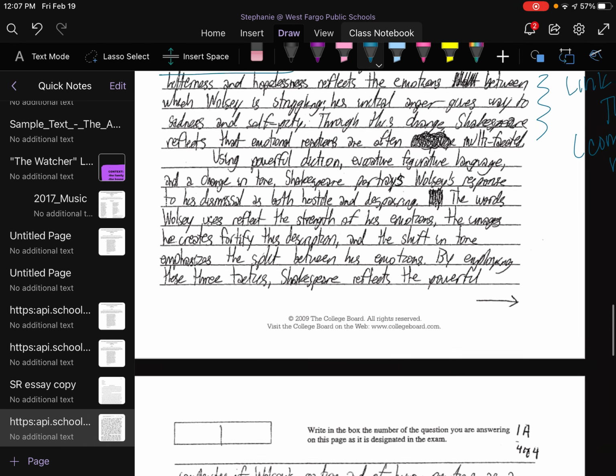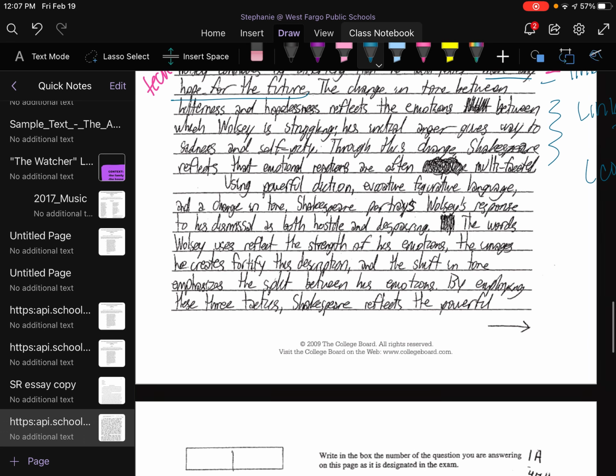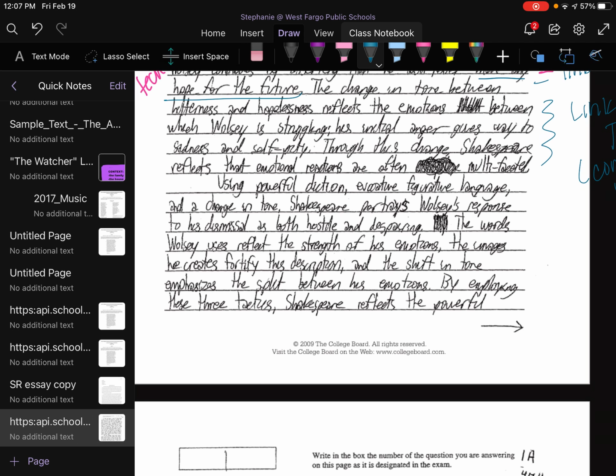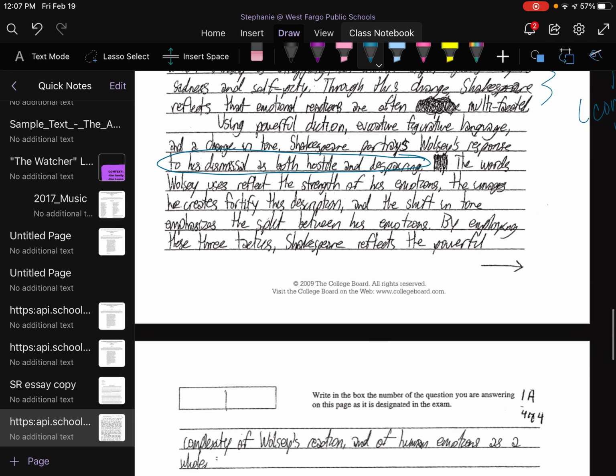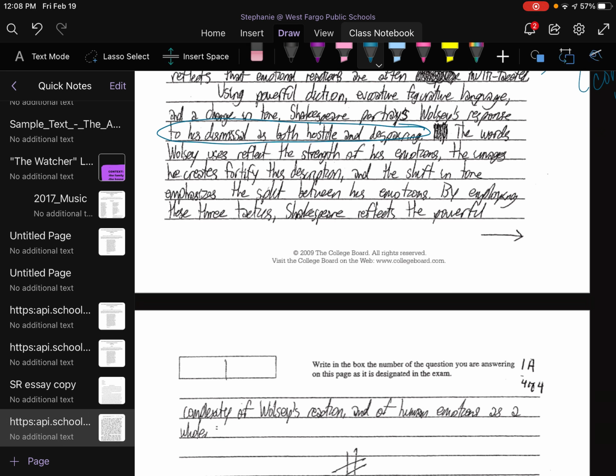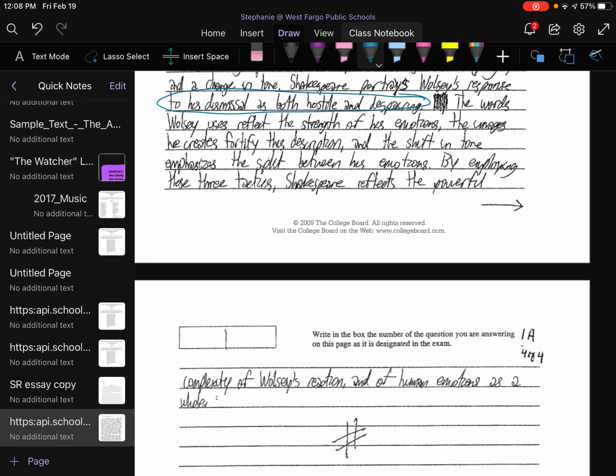Okay, and then they do have a conclusion. You certainly don't need a conclusion, but this person had time and said, using powerful diction, evocative figurative language, and a change in tone, Shakespeare portrays Wolsey's response to his dismissal as both hostile and despairing. This is a good recap of their thesis, right? The word Wolsey used reflect the strength of his emotions. The courage he creates fortifies this description, and the shift in tone emphasizes the split between his emotions. By employing these three tactics, Shakespeare reflects the powerful complexity of Wolsey's reaction and of human emotion as a whole.